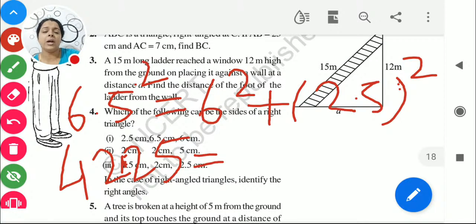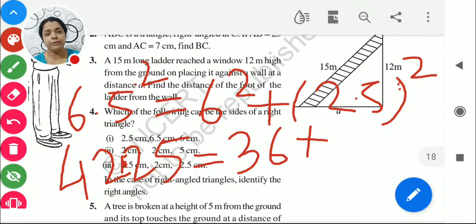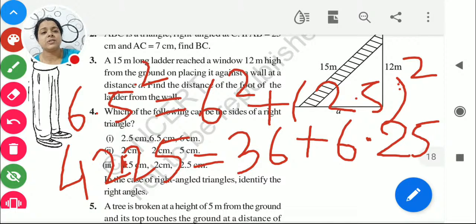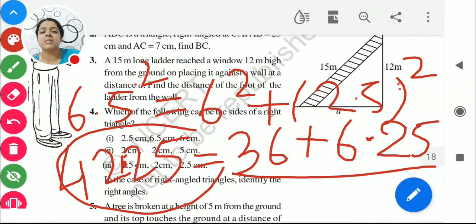Now 6 square, 6 sixes are 36, plus 2.5 times 2.5. When we go for 2.5 and 2.5, what should be the answer? It will be 625, right? So it will be 625. Again, we'll have the decimal after two digits. Now, let's add them up to check. When we add them up, we find exactly it comes like this. Means we find LHS becomes equal to RHS.